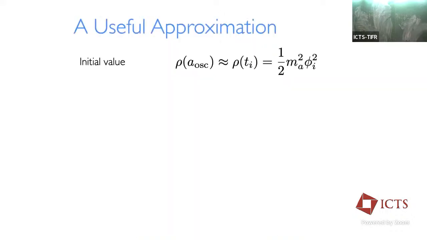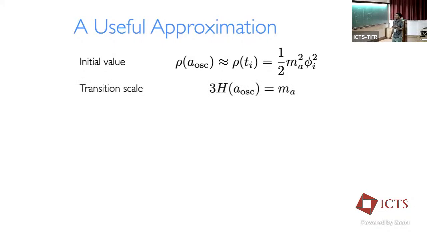So a useful approximation for the energy density, which allows you to approximate for the relic density, is that rho at the scale factor when the oscillations begin is approximately the initial value of the energy density, which is just a half m squared phi squared. The transition in the behavior of the energy density happens approximately when 3H is equal to m. So this constant here is something that you could vary and fit for, but 3 turns out to be a reasonably good approximation.